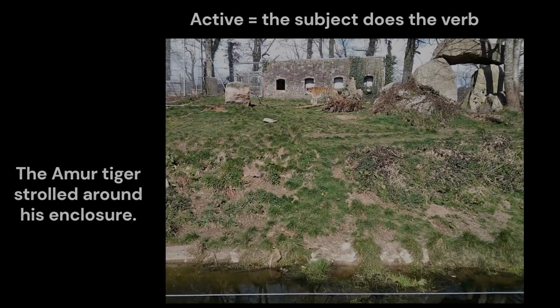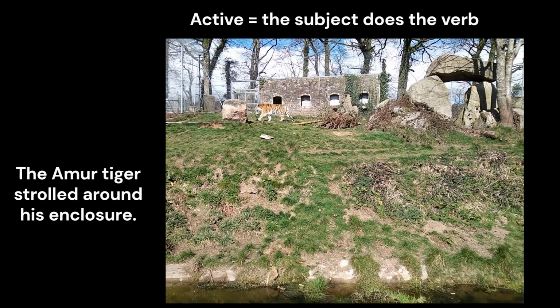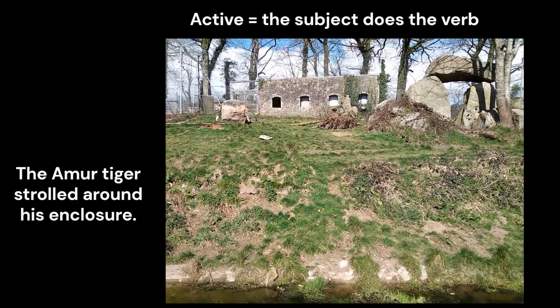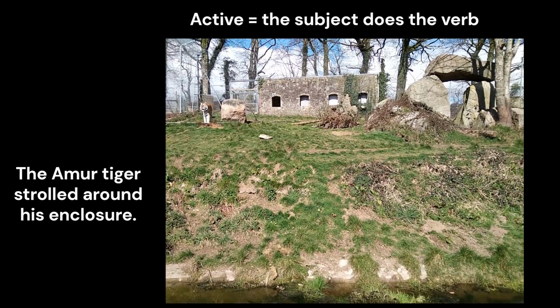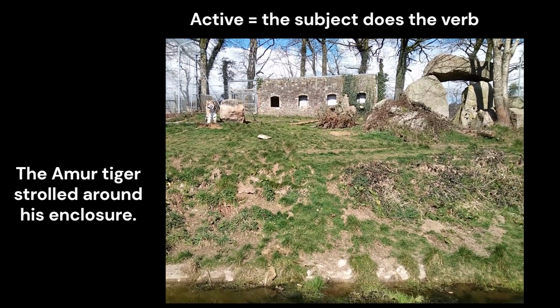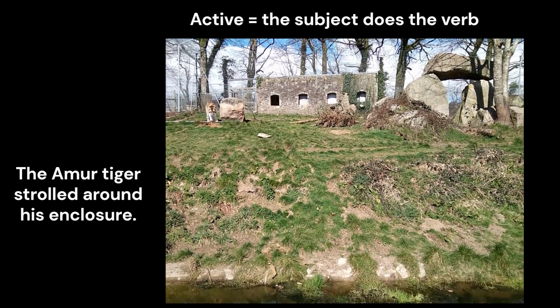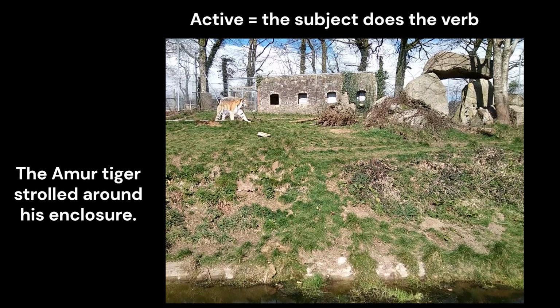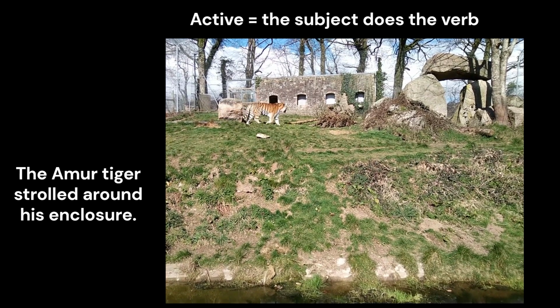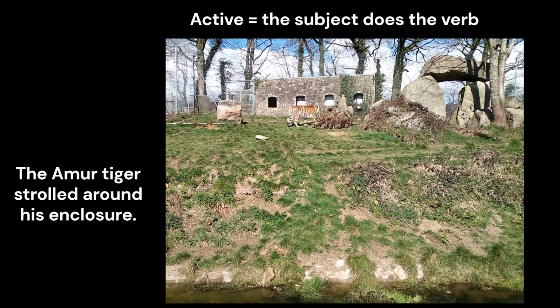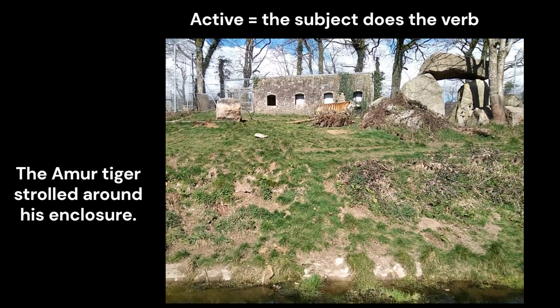Firstly, we're going to look at active and passive voice. So active voice is when the subject does the verb in a sentence. For example, the Amur tiger strolled around his enclosure. The subject is the Amur tiger and the verb is strolled. So the Amur tiger is strolling, the subject is doing the verb, and therefore this is active voice.